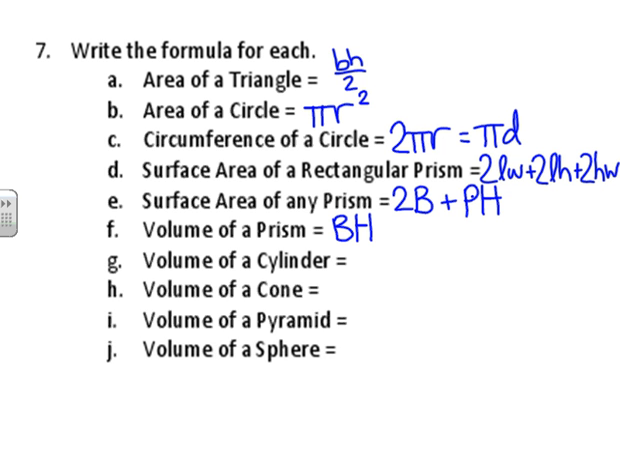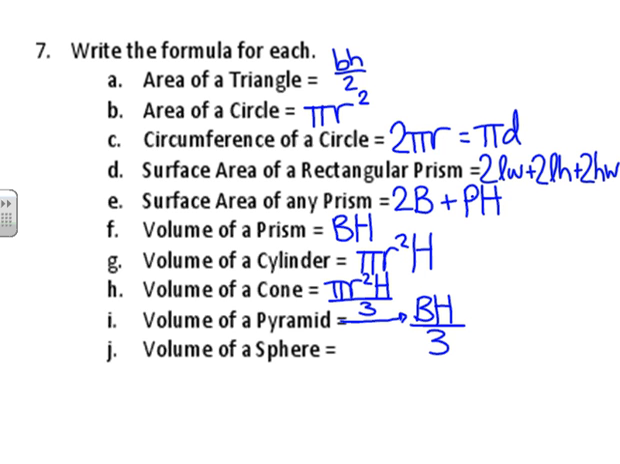Notice how I'm using a capital B to represent area of the base. In a cylinder, the base is a circle. So we're going to do area of the base, which is pi r squared, multiplied by height. Volume of a cone, we're going to do pi r squared times height, all divided by 3. Remember, pointy things like cones and pyramids get divided by 3. Volume of a pyramid is area of the base times height divided by 3.